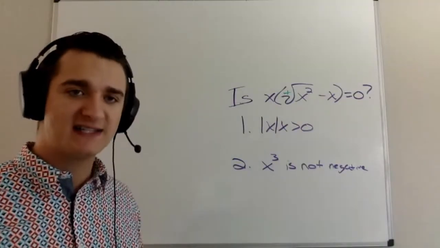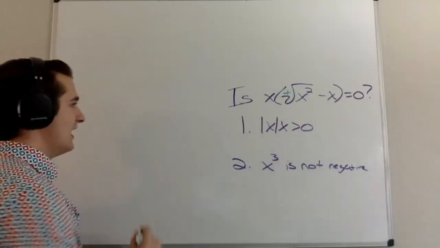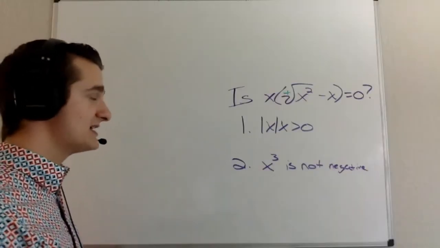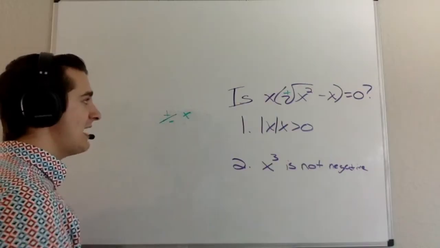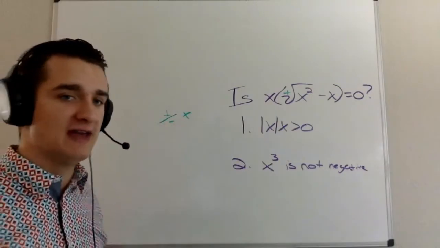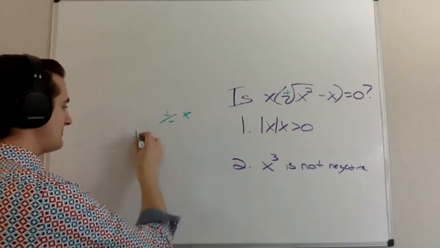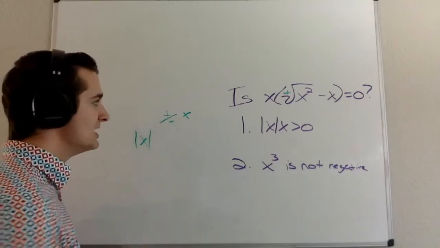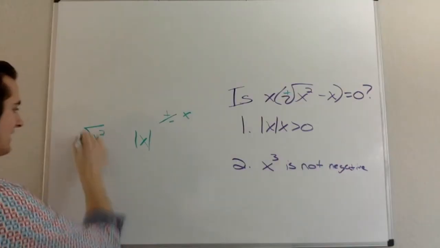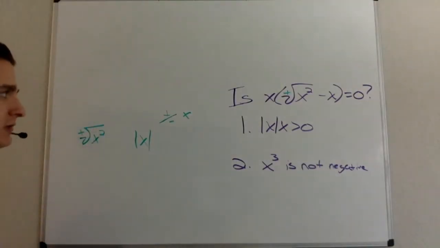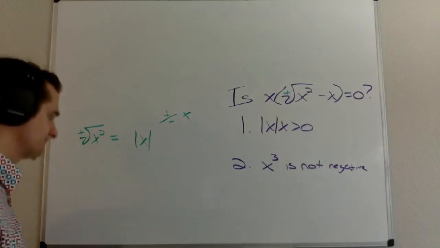When I take the positive square root of x squared, I'm not actually getting plus or minus x. I'm actually just going to get the positive version of x. So really what I'm getting is the absolute value of x. So the square root of x squared, because I'm taking the positive square root of x squared, is going to be equal to the absolute value of x.